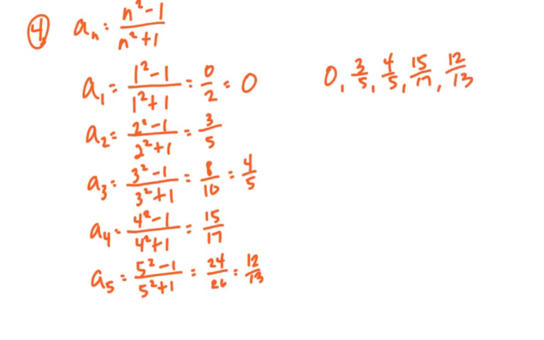Now, it's not as easy to catch a pattern there, so problems like that, they're fun to do. It's not bad. Let's look at a trigonometric one. Number 6 says a sub n equals cosine of n pi over 2. So a sub 1 is cosine of pi over 2, and the cosine of pi over 2 is 0.